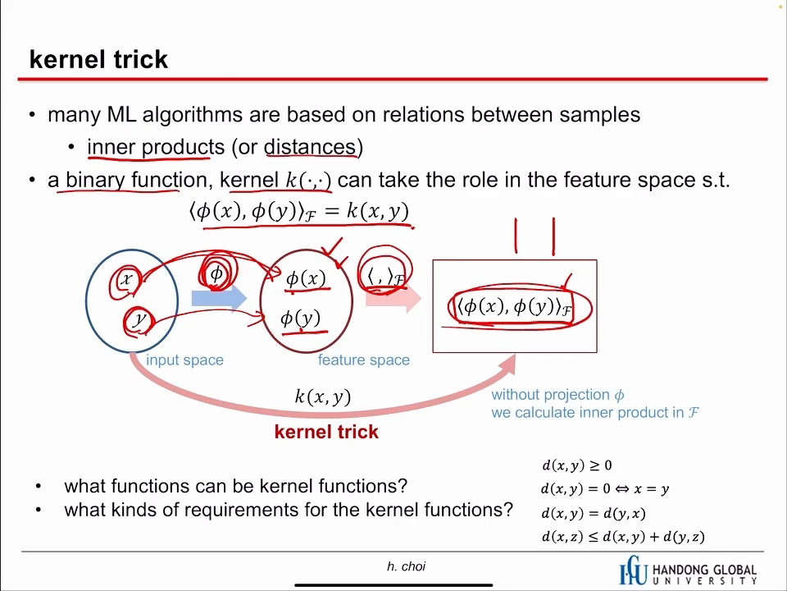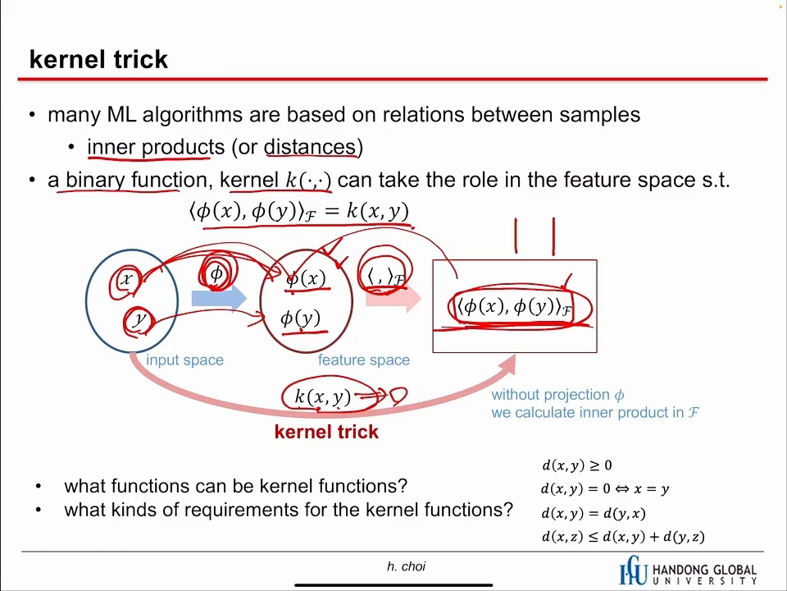Good. This is a traditional process, but a kernel trick will avoid these two complicated steps. Instead, the kernel trick will use one binary function k, and k will take two vectors x and y, and it will generate one scalar value like this. So that's why we call it a trick.